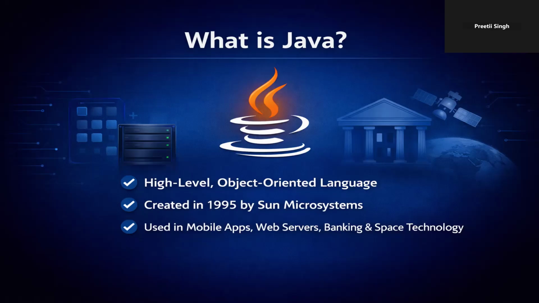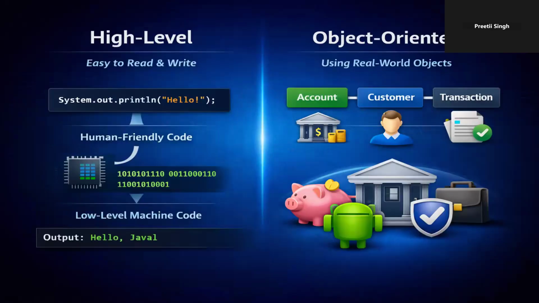When I say high-level and object-oriented programming language, what exactly do I mean? Java is a high-level programming language, and it is much closer to human language than machine language. You don't have to worry about hardware details like memory addresses and processor instructions. You just need to focus on logic and structure, and it handles the rest.